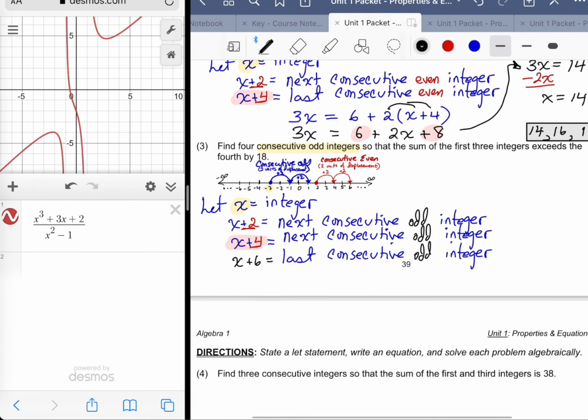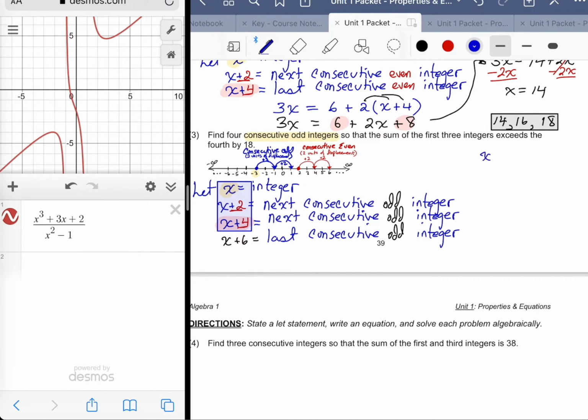All right. So we have the setup in terms of the let statements. Find the first 4 so that the sum of the first 3 integers, okay, so we'll start with that. The sum of the first 3 integers, these got to be the first 3. And they're saying sum. So x plus 2 plus x plus 4 exceeds the 4th by 18.